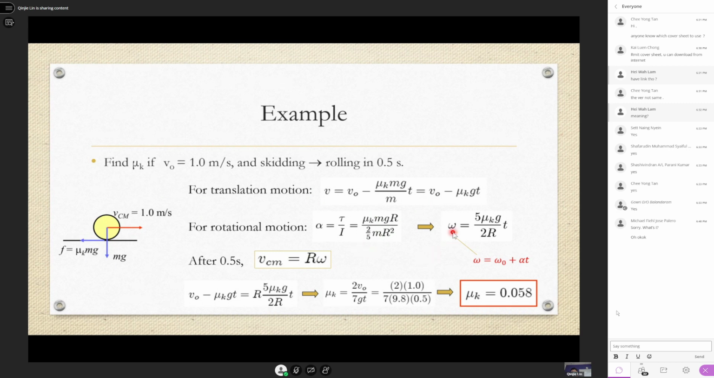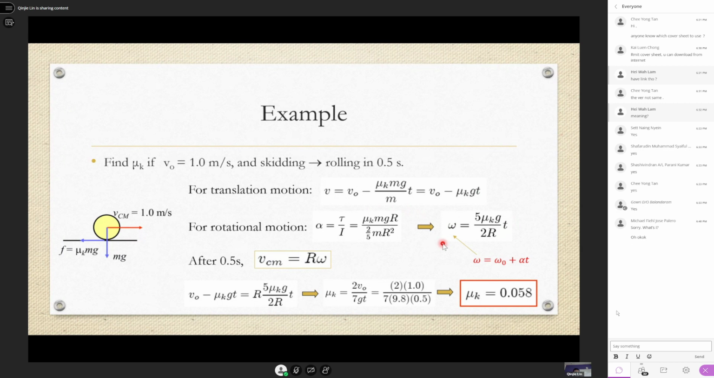Then it will give you this. This is your omega equals omega naught plus alpha t, which is equivalent to V equals U plus AT. Down here you get alpha, and you just sub this alpha inside here. Omega naught is 0 because at the start, it's not rolling. So you only have omega equals alpha t. That's why it's just this expression, and you put a t behind. So you have two equations now. One is V, one is your omega.